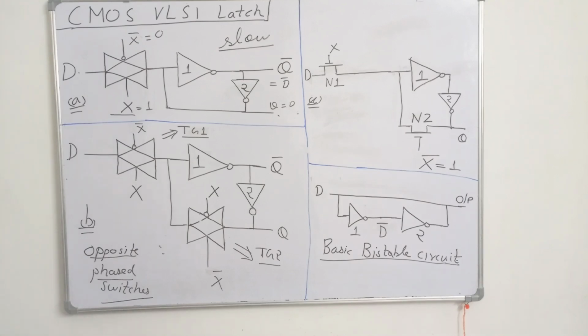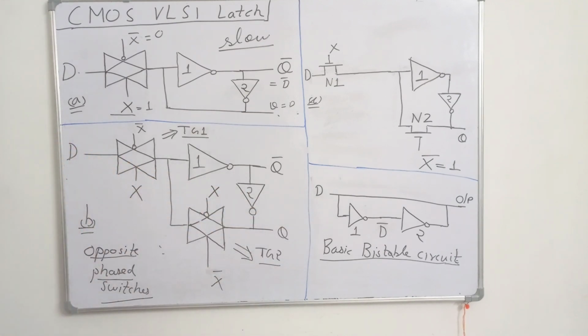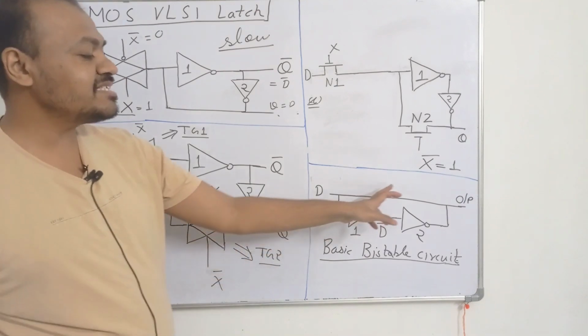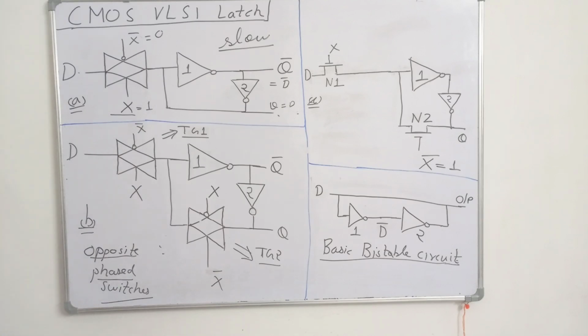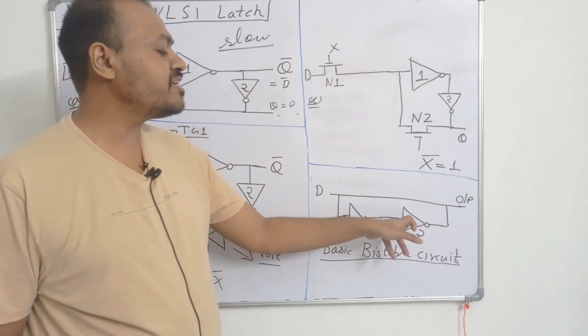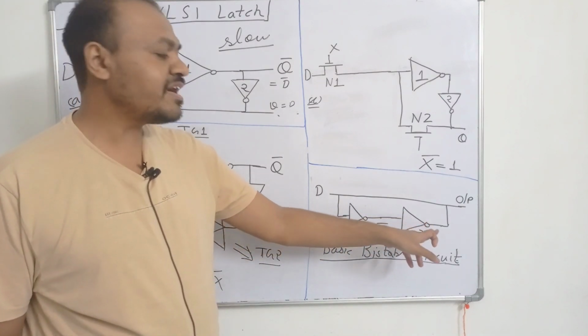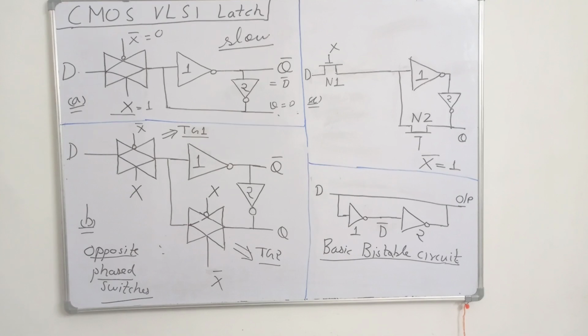So here in this bistable circuit, D is the input. The value of this D input is held by the bistable circuit, which consists of the inverter pair. As you can see, the output of inverter 1 is going to the input of inverter 2, and the output of inverter 2 is going to the input of inverter 1. So this is a bistable circuit.